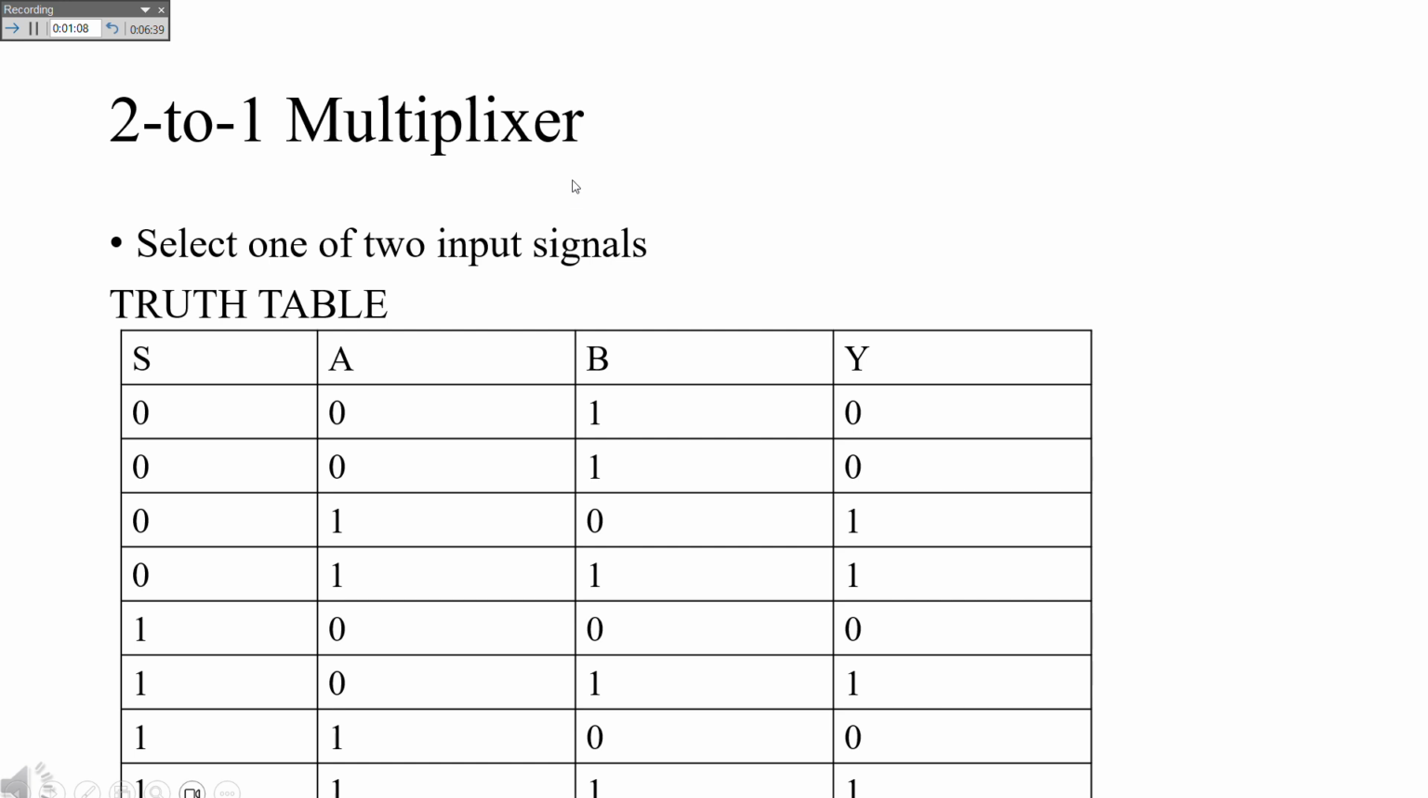So if you see here, we have the 2 to 1 multiplexer. We have 0 as a selector, and then A, the input, also 0, and B, input 1, giving us an output of Y.